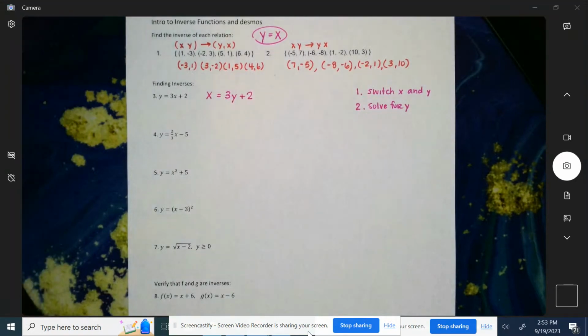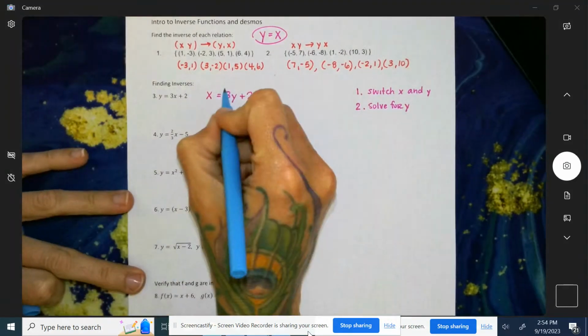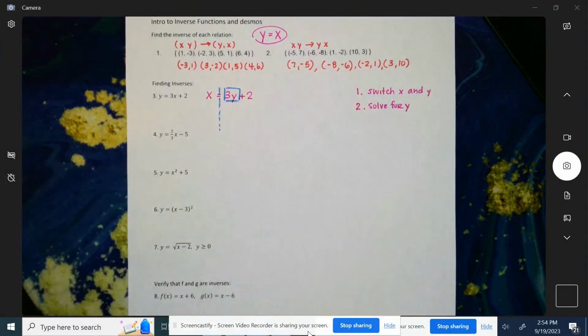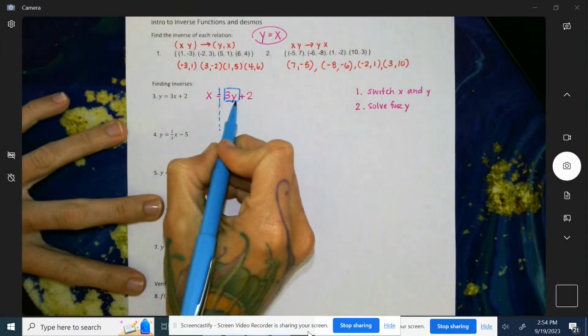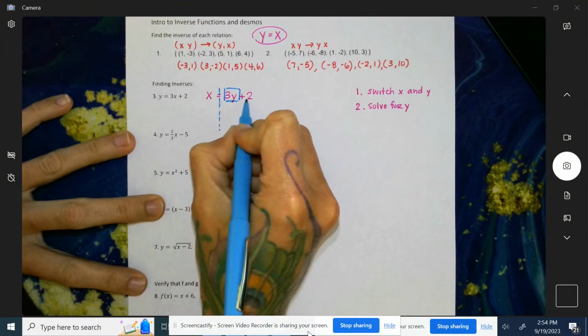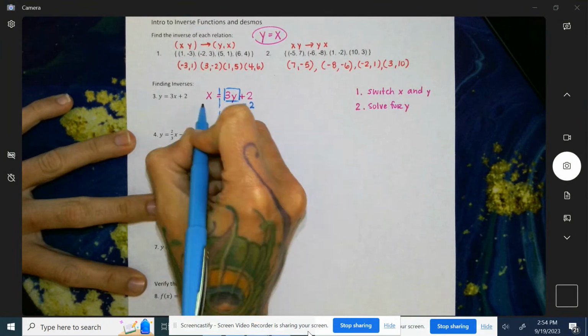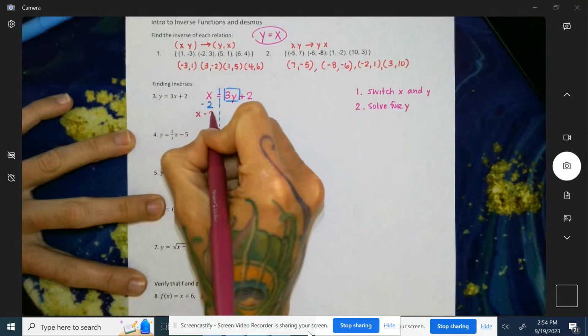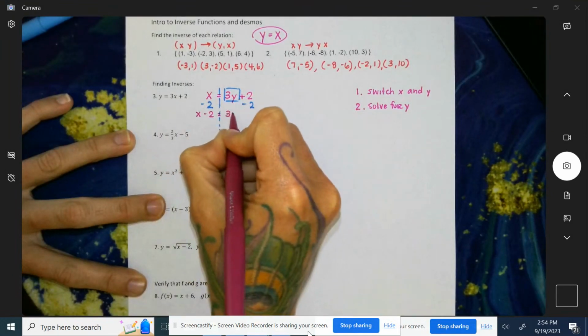Now I need to solve for y. So line of great divide, if you have me in math 2 or any other classes prior to now, my stinky kid is my y. We're going to take the inverse of that positive 2. So we're going to subtract 2 from both sides. And that's going to give me x minus 2 equals 3y.